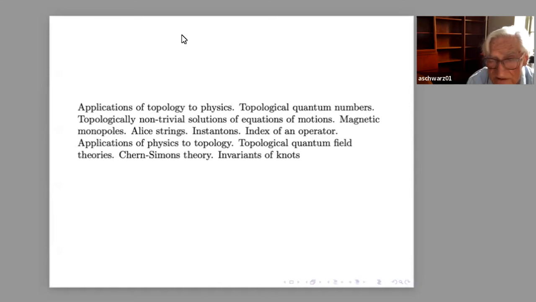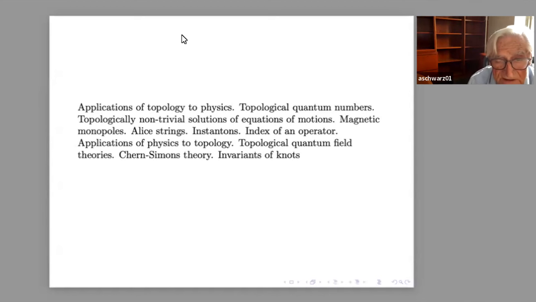There are topological defects that are point-like, the best example is the magnetic monopole, or string-like. I will talk about something called Ellis strings. But also you can work in the Euclidean formulation of quantum field theory. And then you get a notion of instanton. I will talk also about the notion of index of an operator. Now, everything in this list is well known in the community of physics.